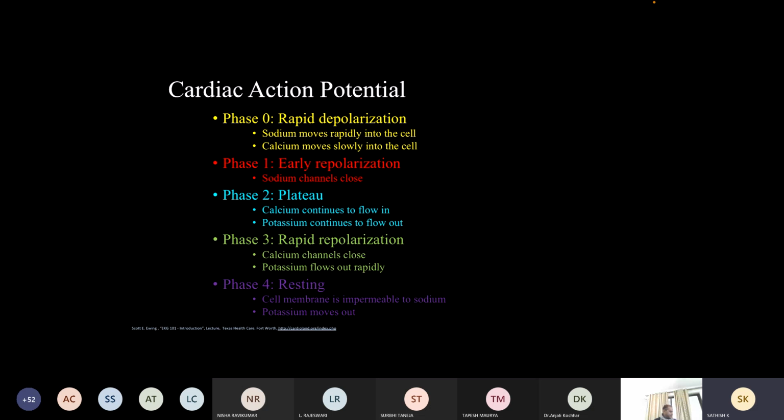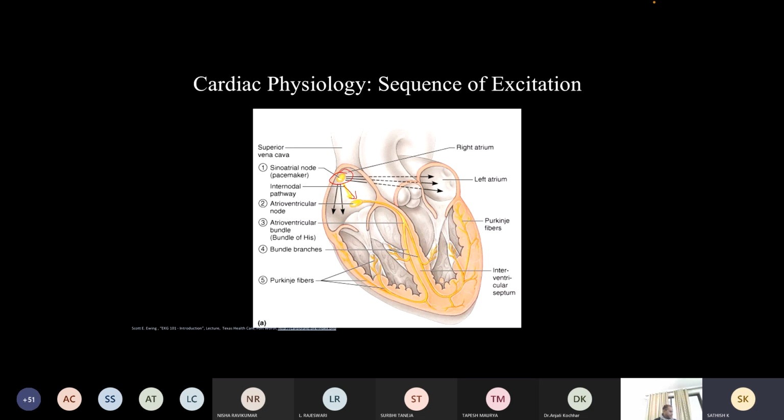In this phase, the cell membrane is impermeable to sodium. Potassium moves out during this phase. Okay. So cardiac physiology, I have explained: the impulse generates from the SA node, then goes to the AV node, then from the AV node it travels along the bundle of His, and then to the Purkinje fibers. This is the bundle of His, this is the Purkinje fibers, and then it depolarizes the heart.